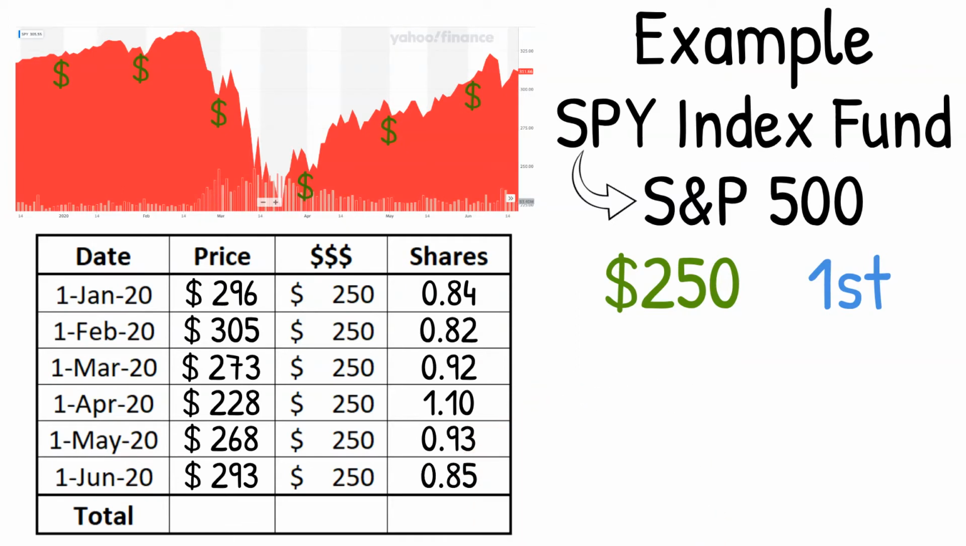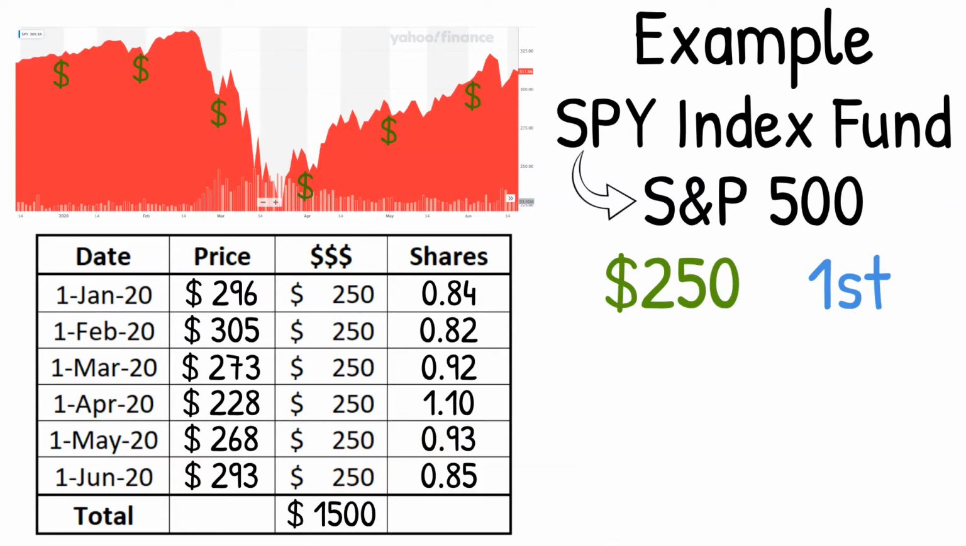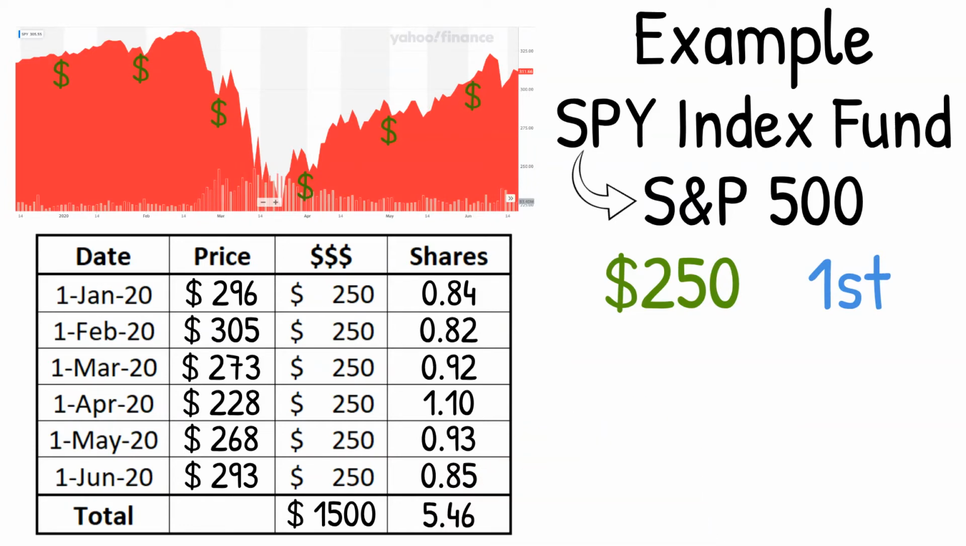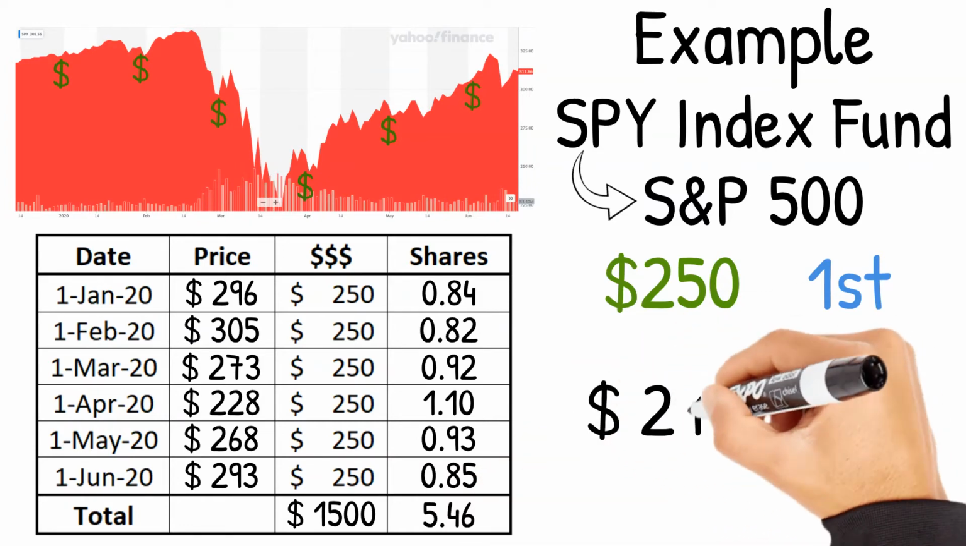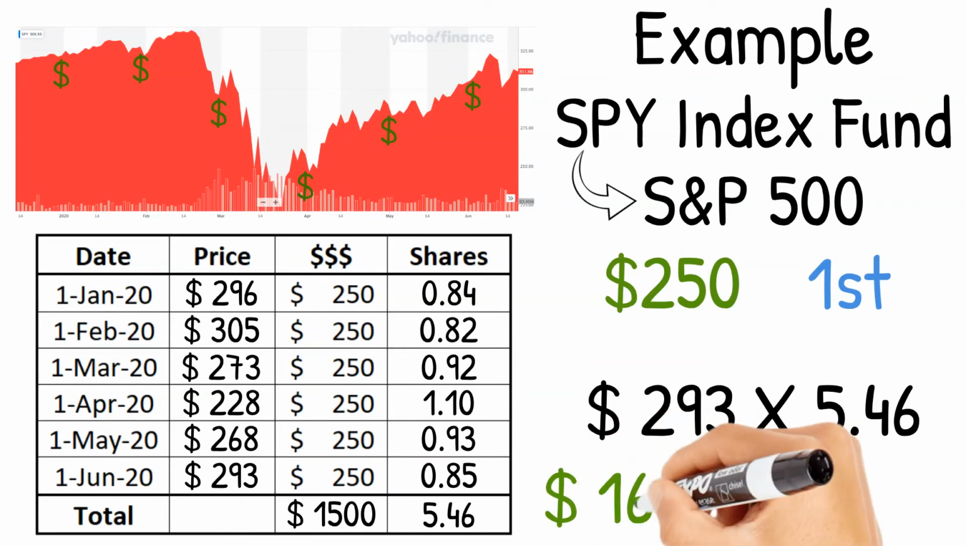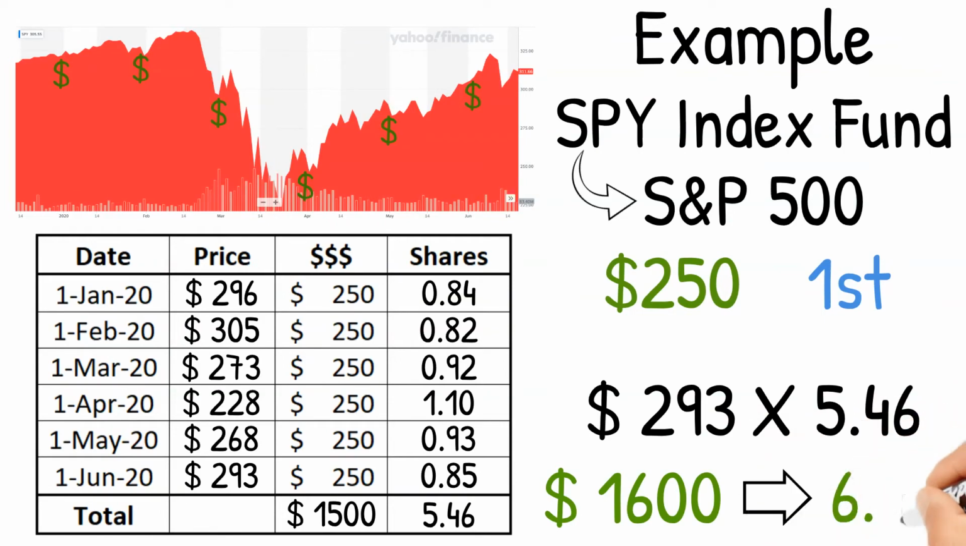So now let's have a look at how this investment has done so far. Through the ups and downs of the market, you would have invested a total of $1,500 and accumulated 5.46 shares. The price of the SPY as of June 1st, 2020 was $293. So we multiply 293 by the number of shares you have, 5.46, to find that your investment is worth $1,600. By doing this, you've made a gain of $100 or 6.7%.